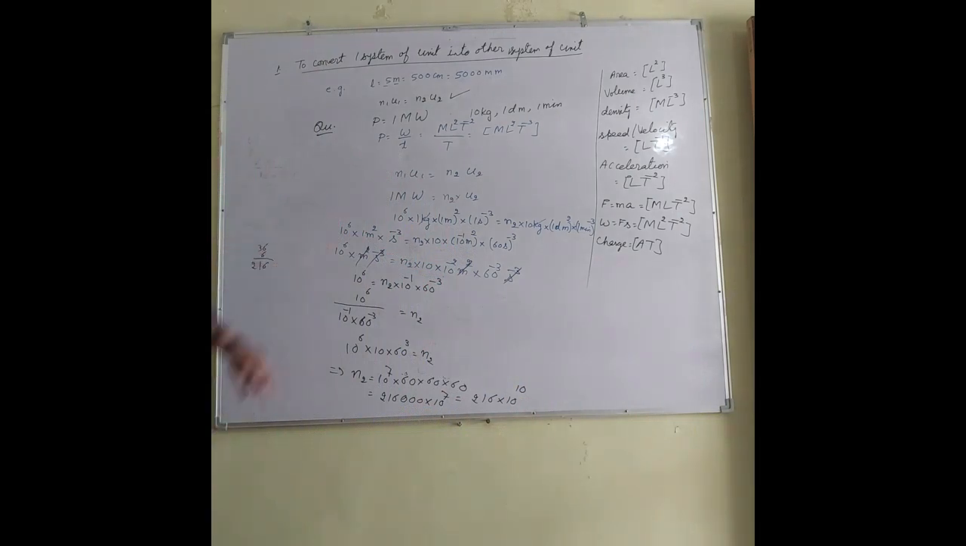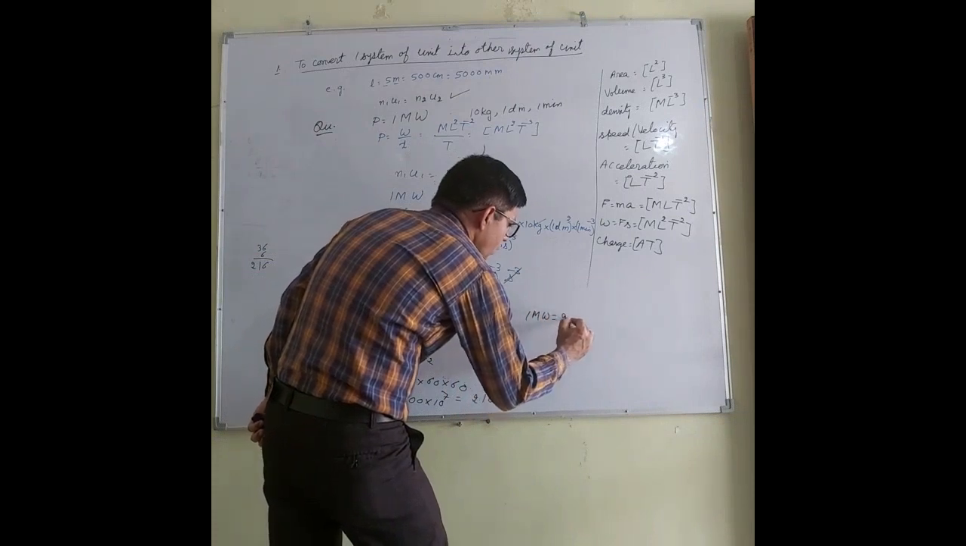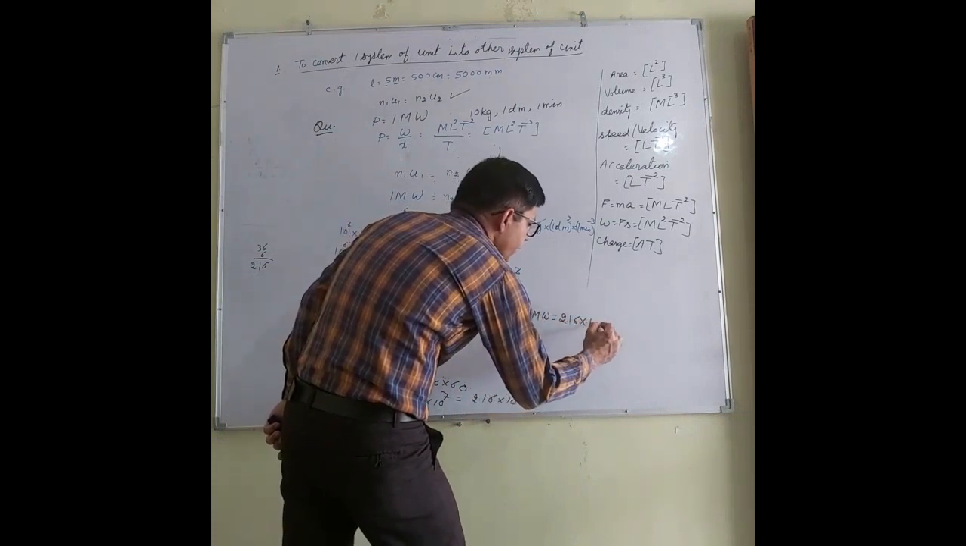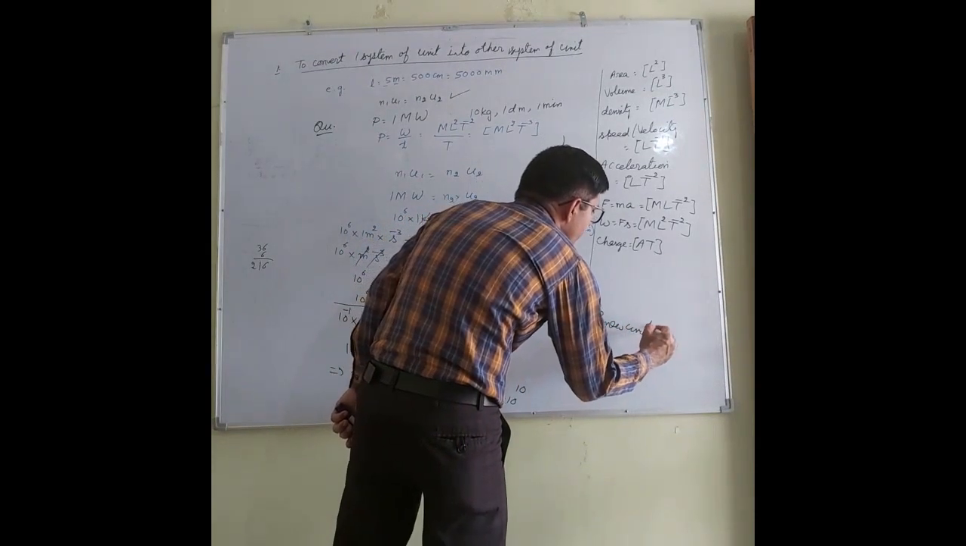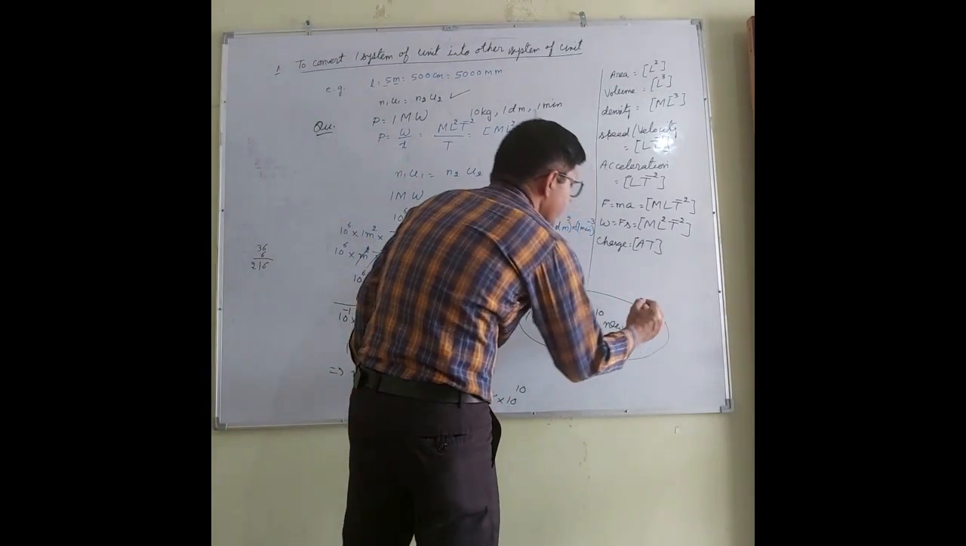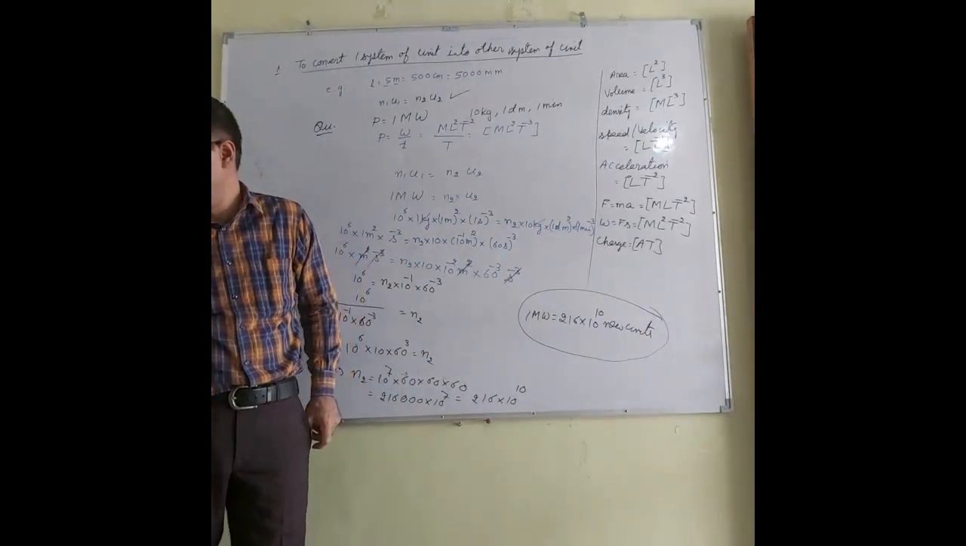So I can say 1 megawatt is equal to 216 into 10 to the power 10 new units. So in this way you can convert one system of unit into the other.